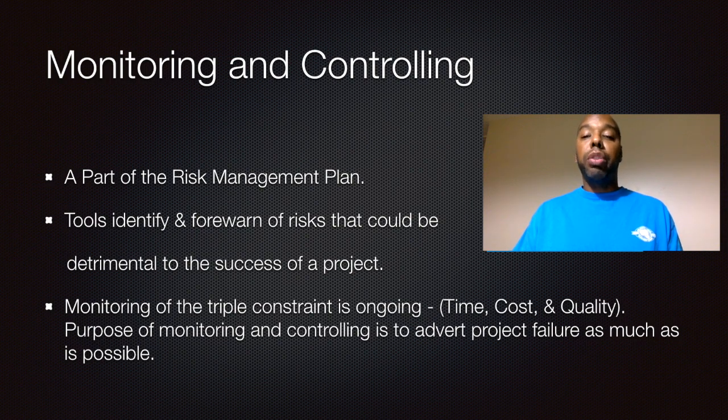And so monitoring the triple constraints of the project is also taking place during the monitoring and controlling process. If you remember earlier, the slide that we showed of the actual process groups, the monitoring and controlling is ongoing throughout the life of the actual project. When you're dealing with monitoring and controlling, you're monitoring time, or your schedule, and you're monitoring your budgets and your costs, making sure that you don't go over. You're also monitoring the quality that is being produced.